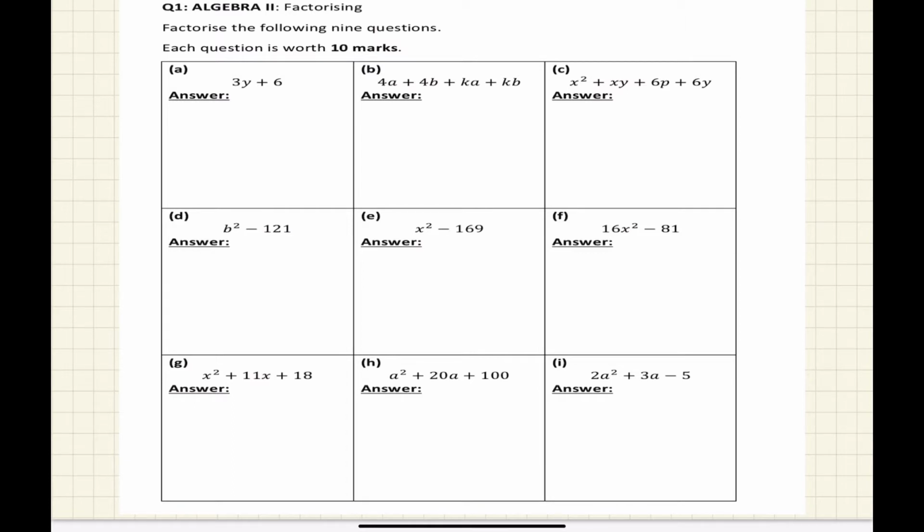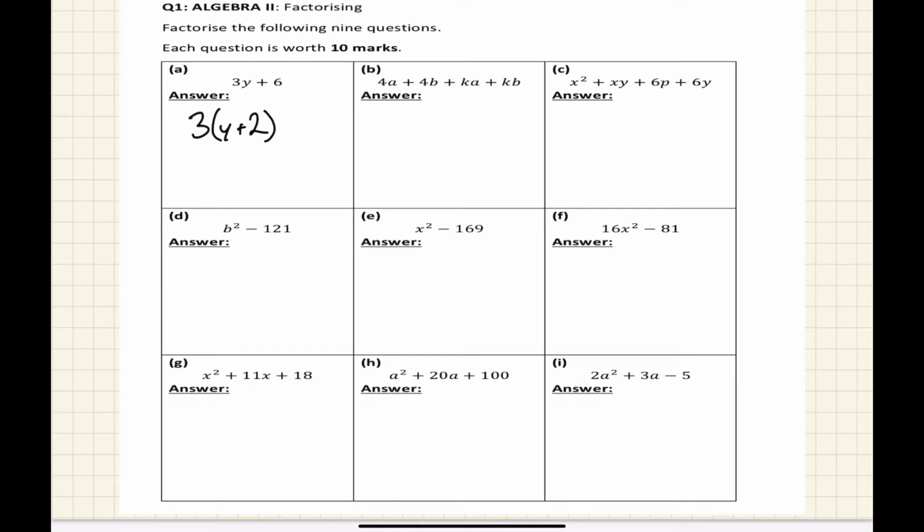So question 1a is 3y plus 6. There's no squared, there's no duplicate terms, so really the only option I have here is to take out what's common. And 3 is common to both of these. So I take out the 3 that's common, open up a bracket, because remember factorizing means to rewrite something with brackets, and this becomes y plus 2. If you multiply the 3 by the y, that'll give you back 3y, and if you multiply the 3 by the 2, that gives you 6.